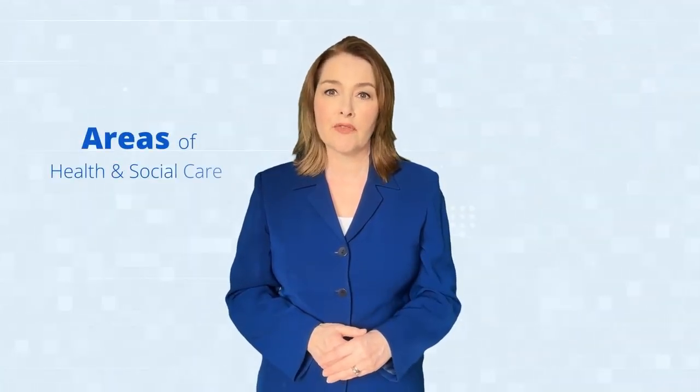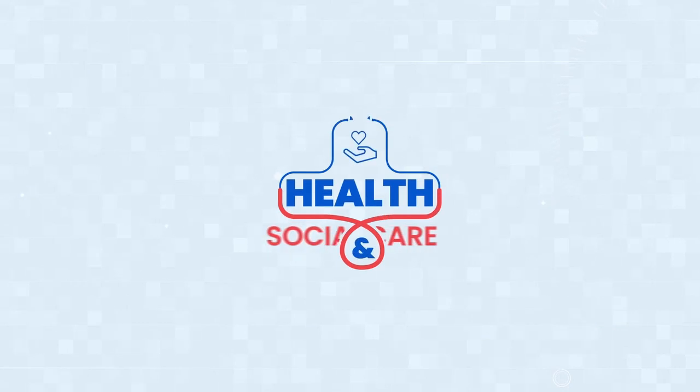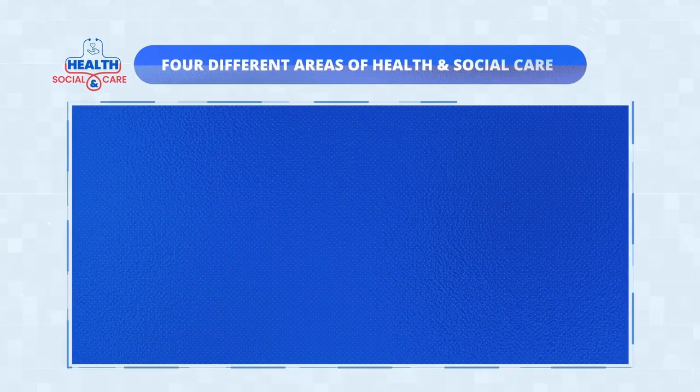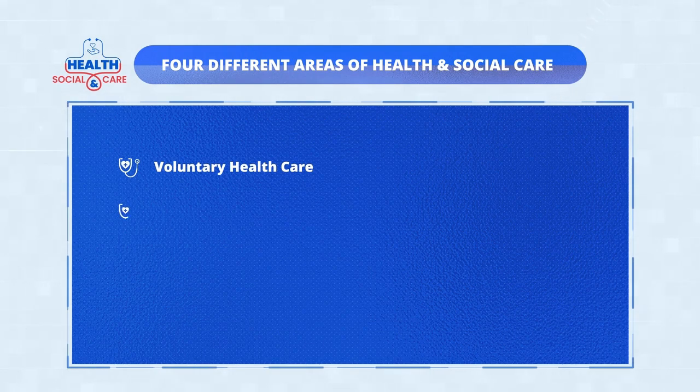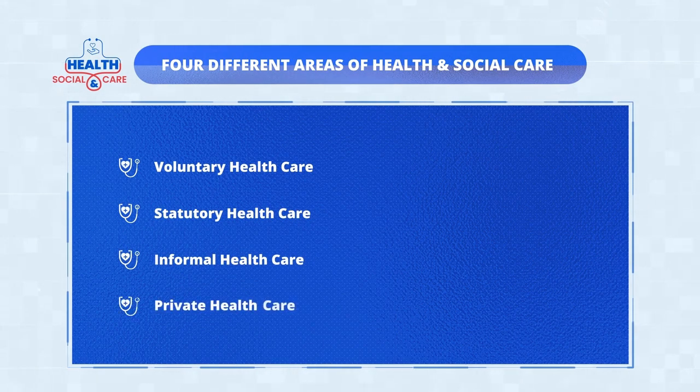Moving on, let's see how many distinct areas of health and social care exist. Any guesses on how many different areas there are? Maybe you've got a couple in mind already. Well, let's find out together. There are 4 different areas of health and social care: voluntary health care, statutory health care, informal health care, and private health care.